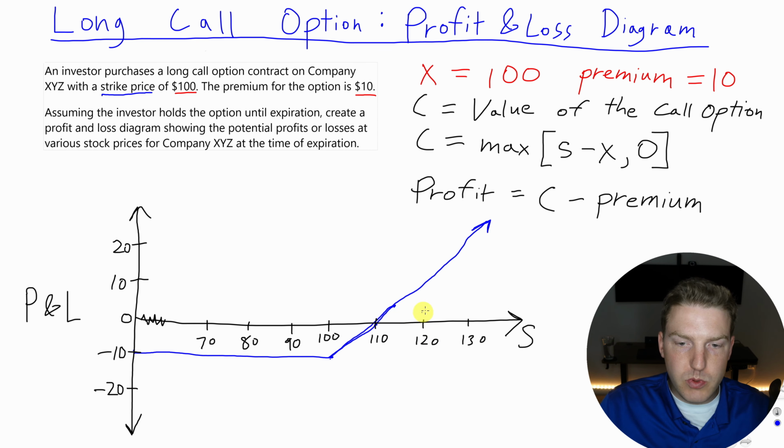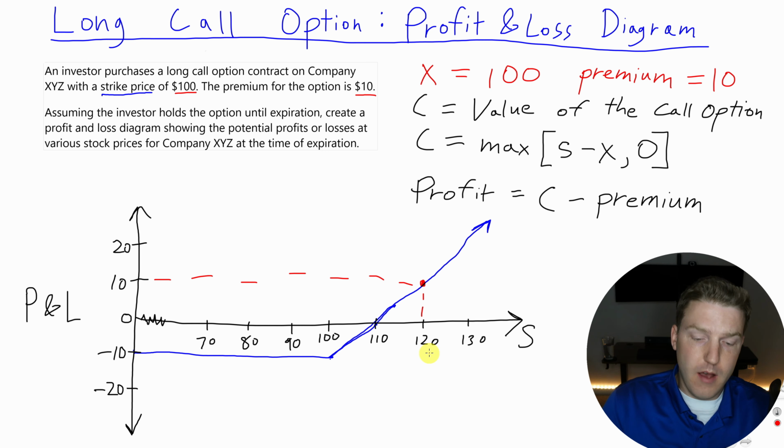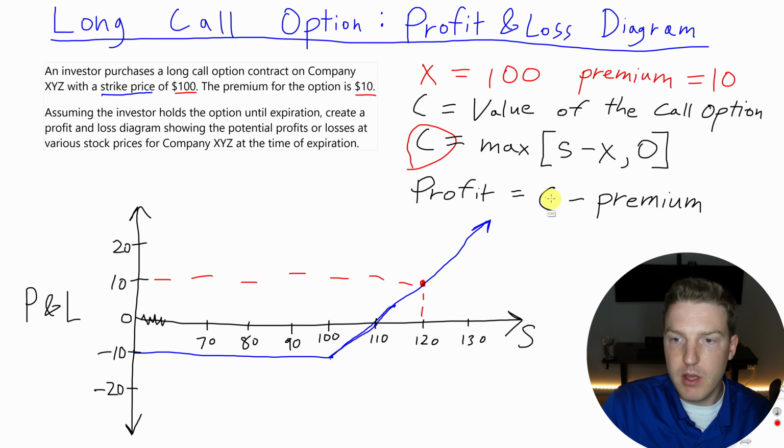So then once we get, let's say, to 120 as an example. So we hit 120, and that means that the price of this underlying stock is equal to $120. I can buy a stock that's worth $120 for only $100. So I'm really up $20 on the value of my call option at this point in time.